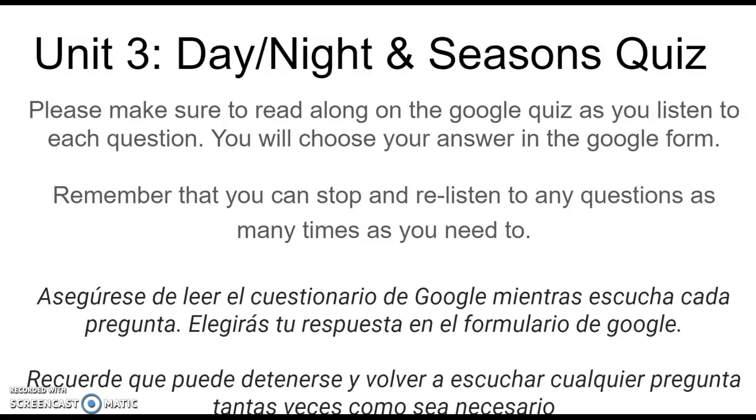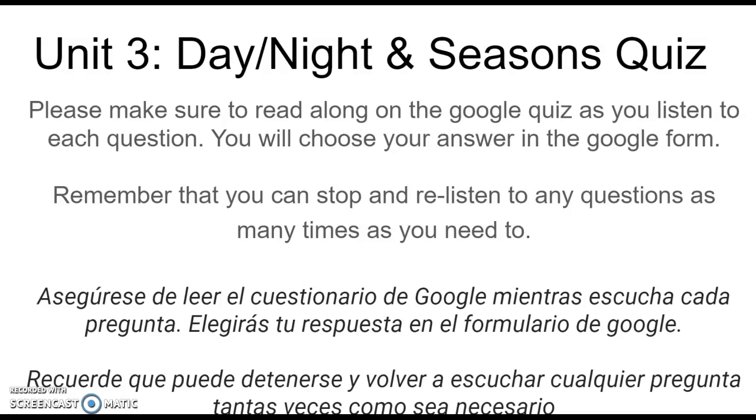Day and Night Seasons Quiz. What causes day and night on Earth? The 23.5-degree tilt on the Earth's axis, the rotation of the Earth on its axis, the Earth revolving around the Sun, or the Earth going around the Moon.